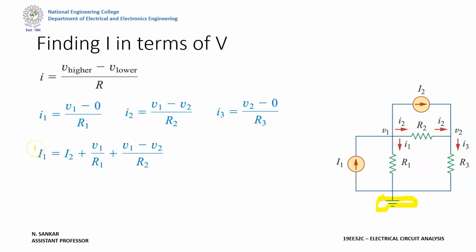So capital I1 is equal to I2 plus V1 by R1 plus (V1 minus V2) by R2. This is based on Kirchhoff's current law, which we just derived from the previous slide. Similarly, for the second node, this will be the formula.